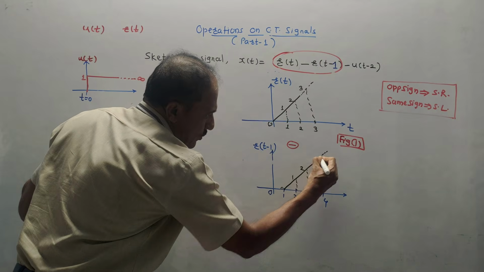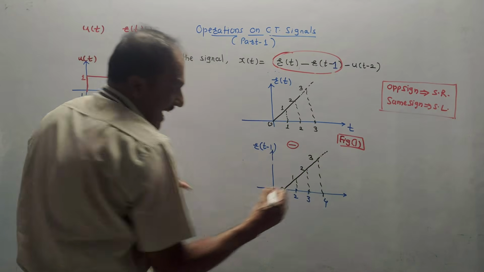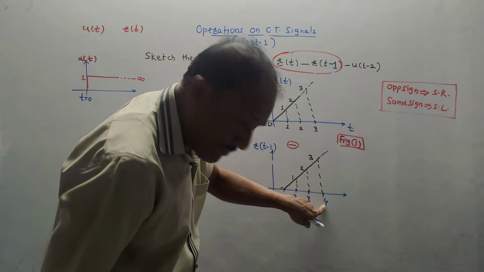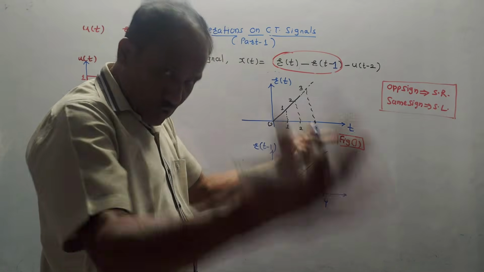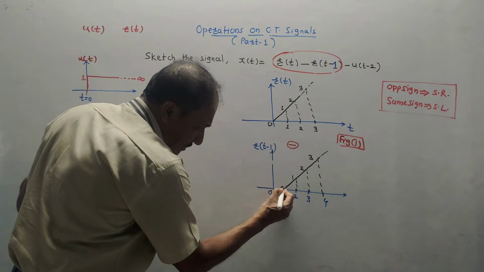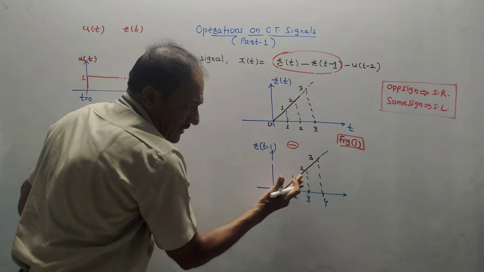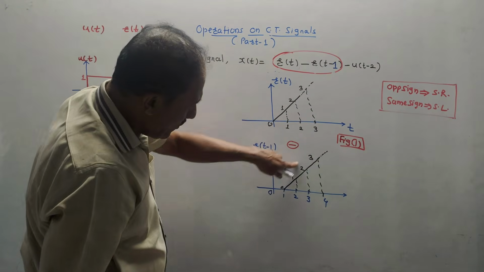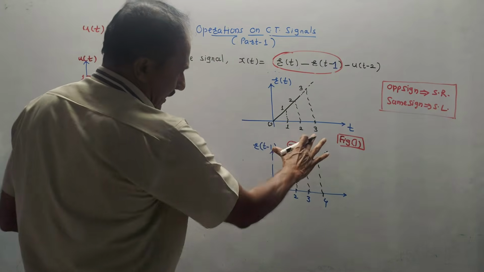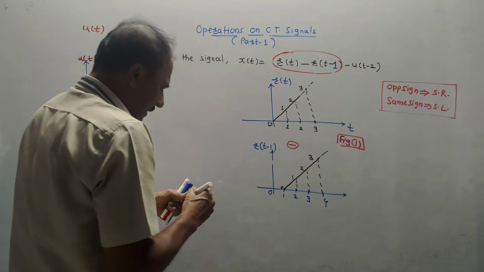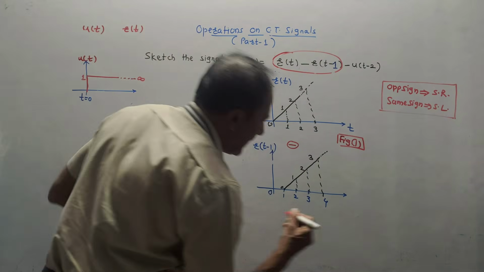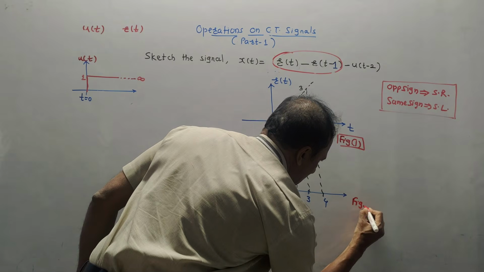Next amplitude is 2, next amplitude is 3, and so on. Don't get confused. The value of the time period is 4, but the amplitude is 3. So what I said, simply blindly go on writing the amplitudes on this signal: 0, 1, 2, 3, 4, and so on. Okay, so this is the diagram of r of t minus 1. Let us say it is figure number 2.